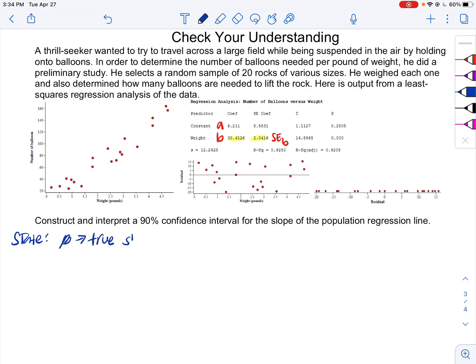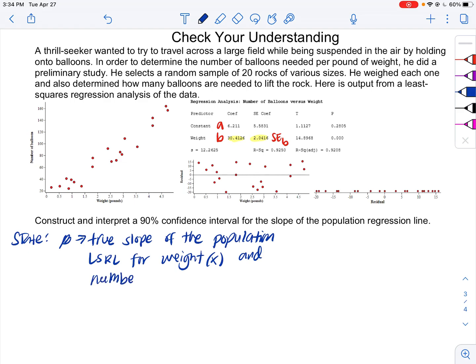Our true slope of the population LSRL for weight, that's my X, and I didn't even read the problem. Number of balloons, Y. Oh, let's read the problem.